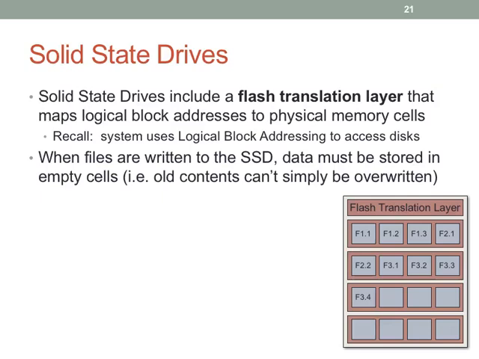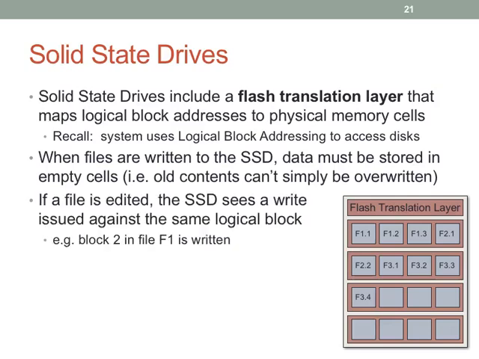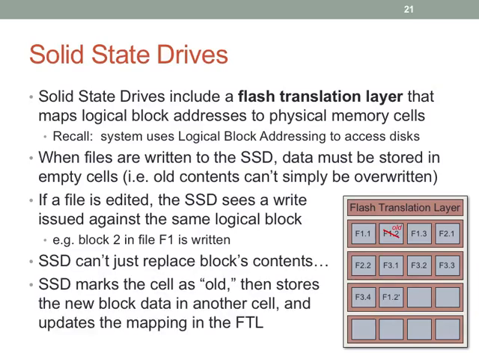You write a file. In this case, block 2 of F1 is written. You're writing your Pintos thingy. You hit Command S or Control S because you like to save a lot so you don't lose your work. And so block 2 in file F1 is written, and what happens is it actually marks that cell as old and then stores that thing in a new block. So notice F1.2 prime.